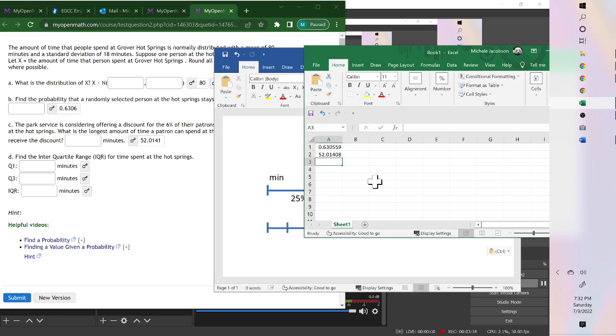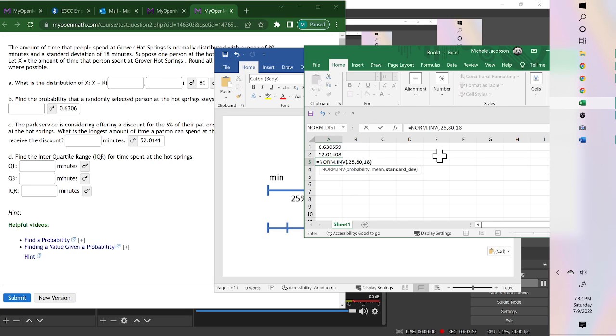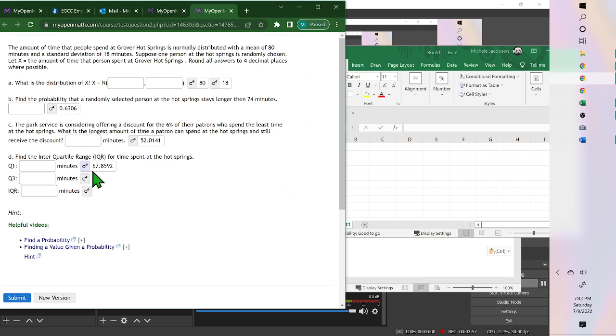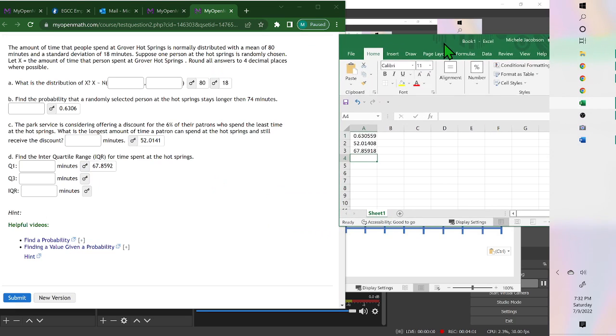So we go here and put equals norm. We have the probability, so that's the second one, the inverse one. Probability for the first quartile, 0.25, comma, the mean and the standard deviation. Close parentheses. So that's our lower quartile.